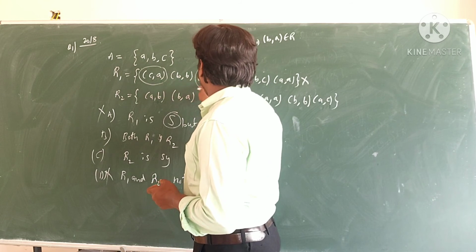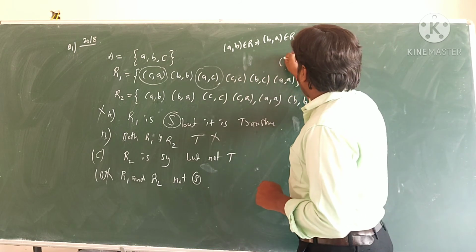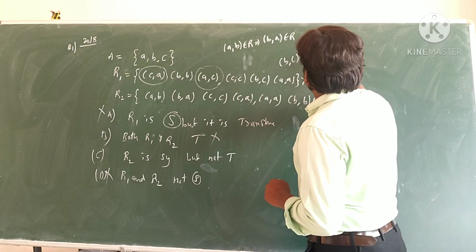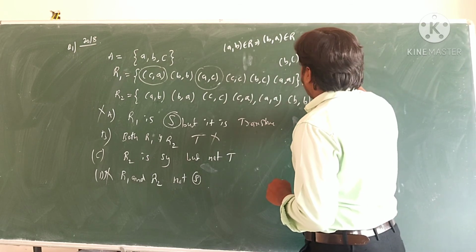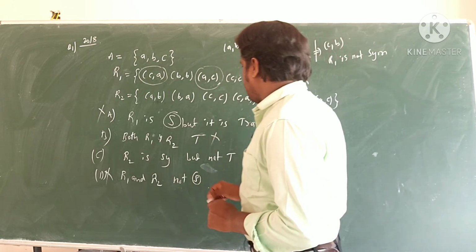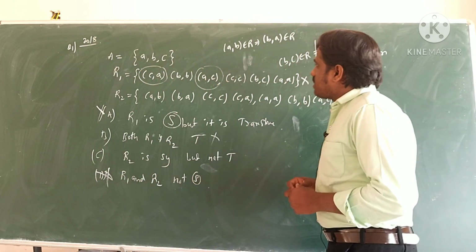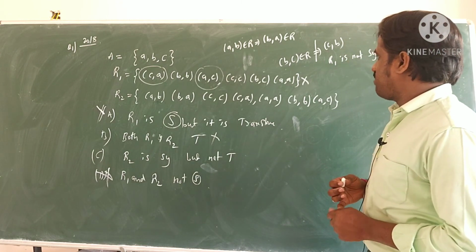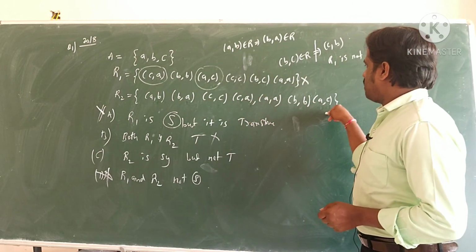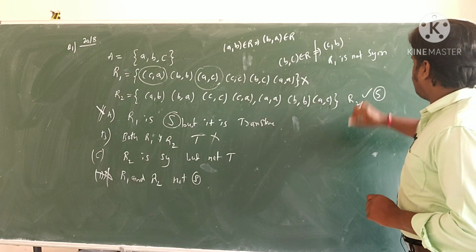So C comma A, A comma C is done. B comma C is there, but we don't have C comma B. So we can say it is not symmetric. So R1 is not symmetric, this is gone and this is gone. Option A and D gone. Now the next one is R2. We need to check whether R2 is symmetric also. A comma B, B comma A, C comma A, A comma C, this is symmetric. So R2 is symmetric, we got.